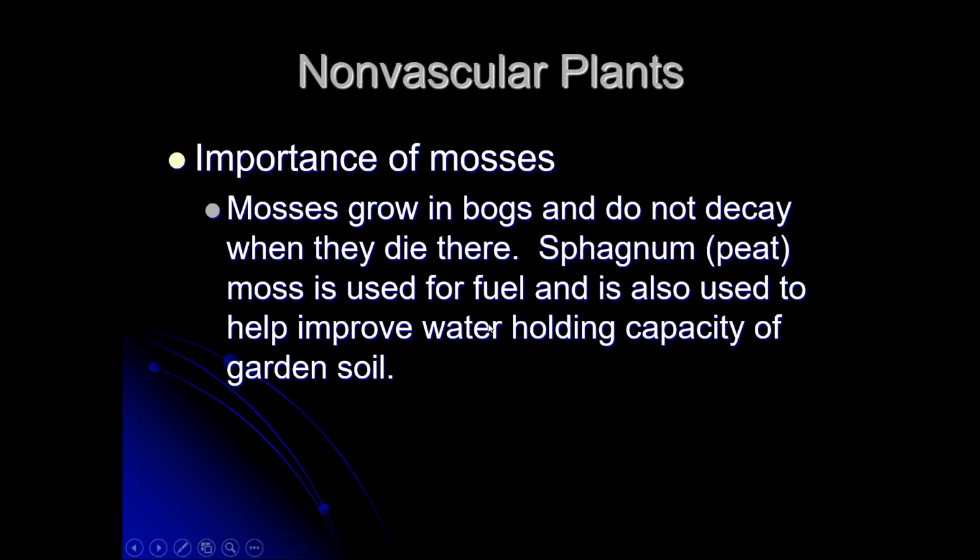Sphagnum peat moss is used for fuel. Particularly, this is a well-known use in Ireland as a fuel. They chop it out of the ground in kind of squares and dry it, and they burn it a lot like we would wood. It also is used to help improve the water holding capacity of garden soil.